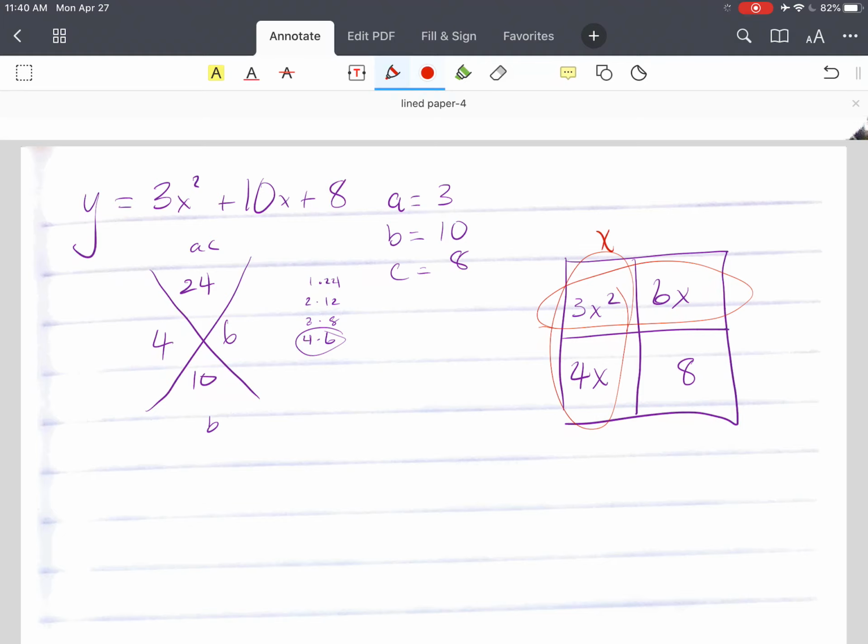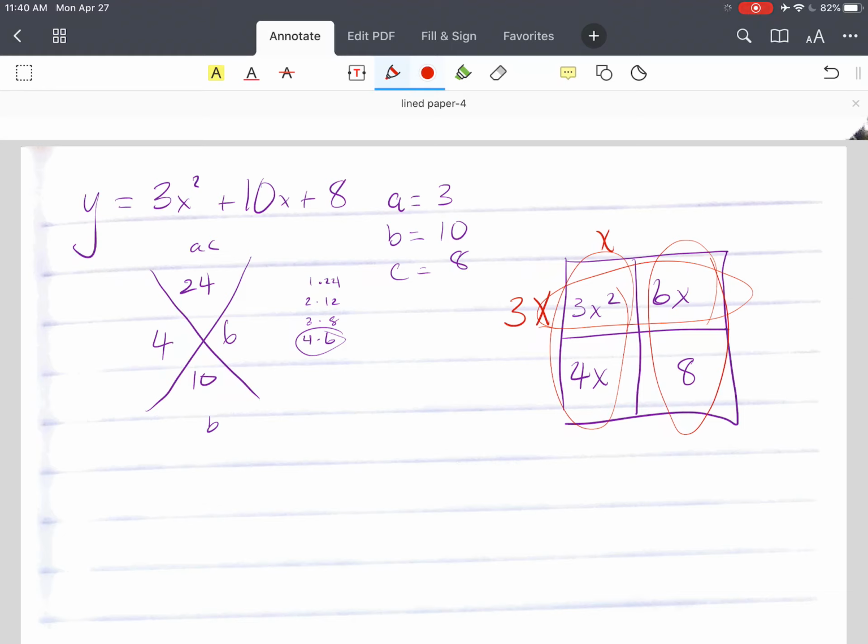What do 3x squared and 6x have in common? They both have an x, so we'll put an x there. Do 3 and 6 share a common factor? Like, can you divide 3 and 6 by a certain number and they both give you a whole number? Absolutely. That number is 3. You can take out a 3x from both of those terms.